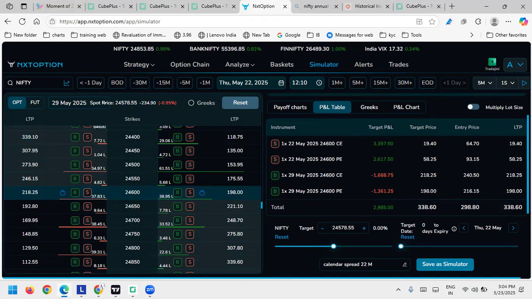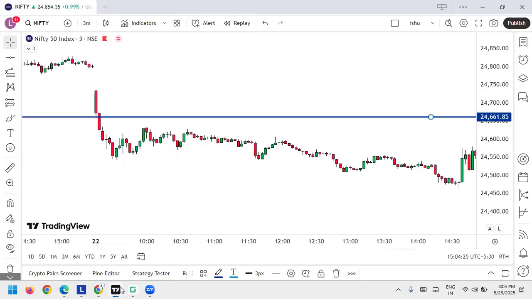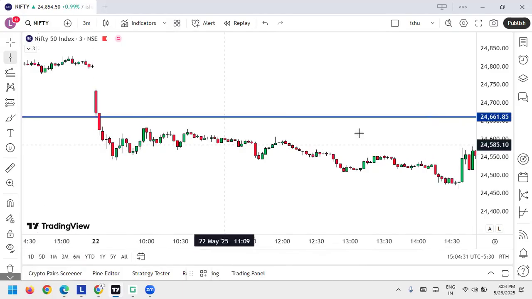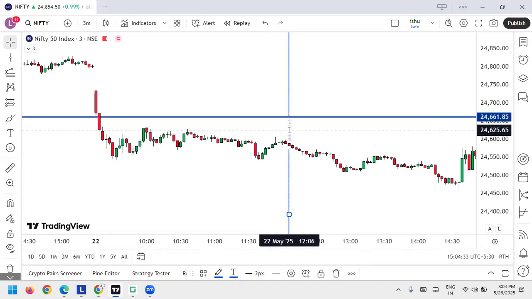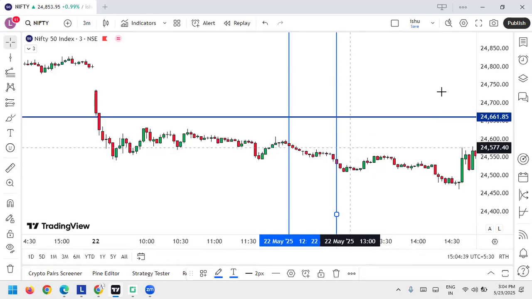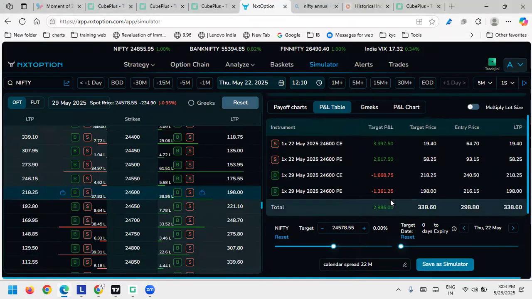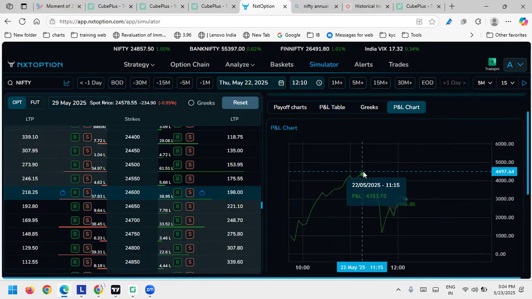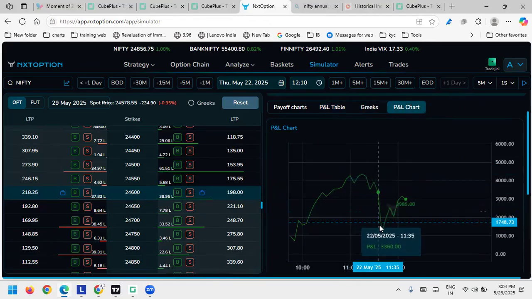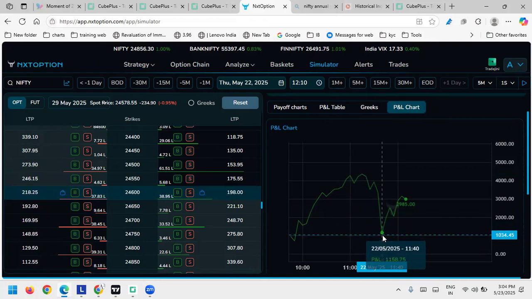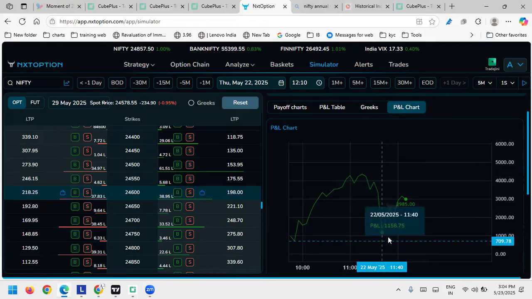So here you can see, around 12:10, the market started becoming very volatile. Yesterday, the market suddenly became volatile and it also dropped. So this would have impacted my P&L. From 3,000 profit, I had a profit close to 4,300. From there, the profit started to drop to close to something like around 700.